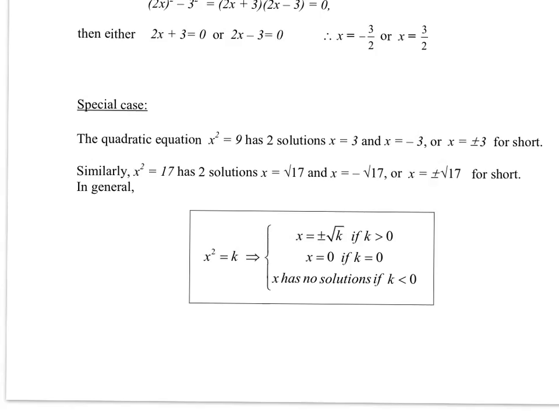Just one other incidental. If you have an equation that's x squared equals k, then x, as we said before, could be plus or minus the square root of k, whatever k is. But that only works if you've got k bigger than 0, a positive k. If k is equal to 0, then there's only one answer, it's 0. And if you try to get the square root of a negative number, bad things happen. It's not possible, at least with the mathematics we have at the moment. So x has no solutions if you're trying to get the square root of a negative number.